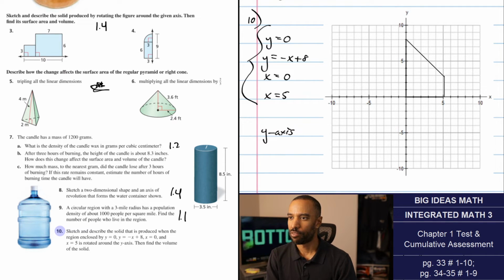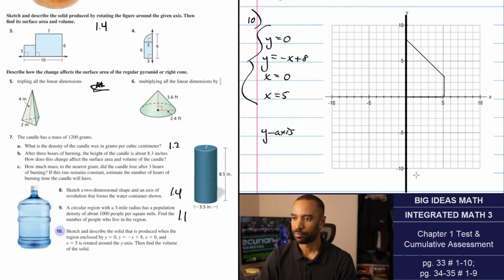Okay, we're going to revolve this thing around the y-axis. So the y-axis is this guy here. It's our axis of symmetry. Let's go 5 across here. Make it cylindrical. Whoops.